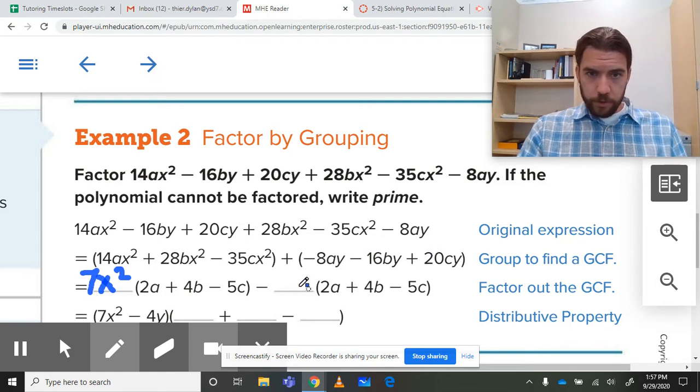Well, we have a factor of just y, and we can pull out a factor of -4 from each of these. So we're going to say minus 4y.